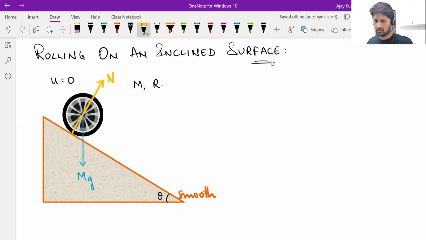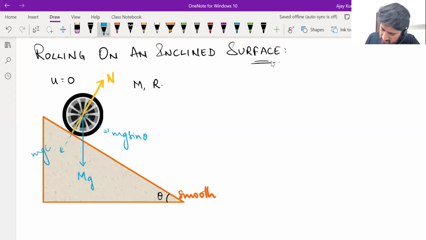You can resolve weight into components: mg sin theta parallel to the incline and mg cos theta perpendicular to the incline. Now, in the absence of friction, these are the only forces acting. You can see their lines of action. You either consider mg as it is or you consider its components. Don't consider both, because then you will be considering weight twice. We don't want to do that. So let's take the components only.